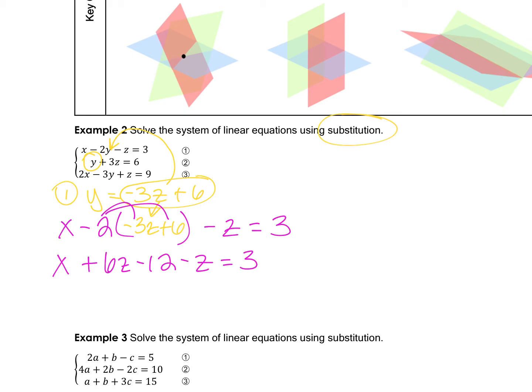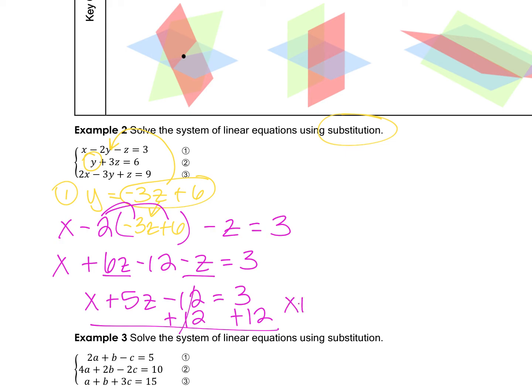Okay, so once we do that, then we need to combine our like terms. The only like terms I have are the z's. So I have an x, and then when I combine the z's, I get 5z minus 12 equals 3. Remember we said earlier we want to get the variables on one side, the constant on the other. So I'm going to add 12. So that's going to be x plus 5z equals 15.